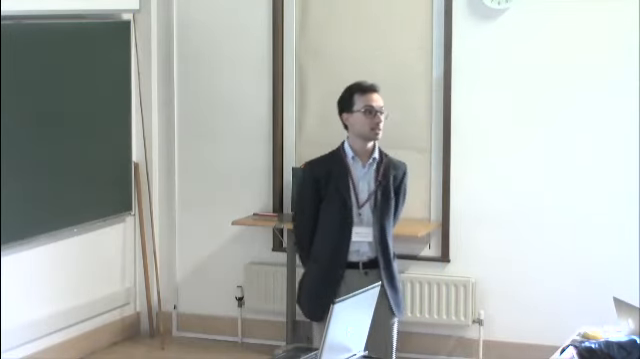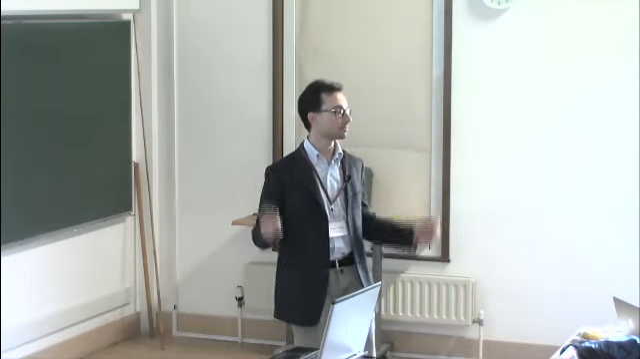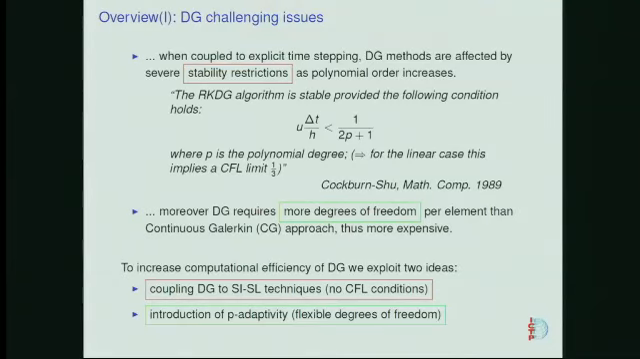Moreover, DG methods show an explosion of the number of degrees of freedom, so they are more expensive with respect to the corresponding continuous Galerkin method. So to circumvent these drawbacks, we mainly use two ideas. To avoid severe CFL limitation, we couple DG with semi-implicit semi-Lagrangian time stepping. And to contain the computational effort, we equip our discretization with a p-adaptivity strategy.